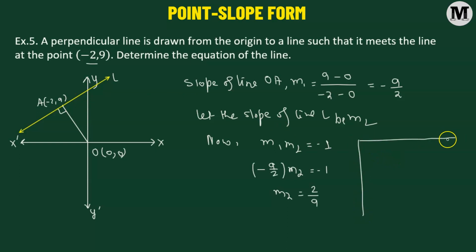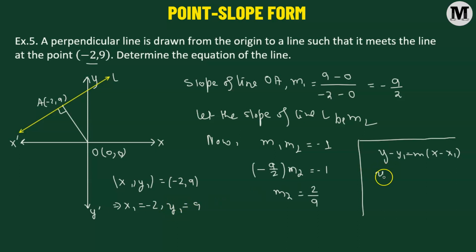So our equation of the line will be y minus y1 equals the slope times x minus x1. Here (x1, y1) corresponds to the point A with the coordinates (-2, 9), which implies that the value of x1 will be -2. The value of y1 is going to be positive 9. So we have y minus 9 equals the slope 2/9 multiplied by x minus x1. So x1 is -2, so we have x plus 2.